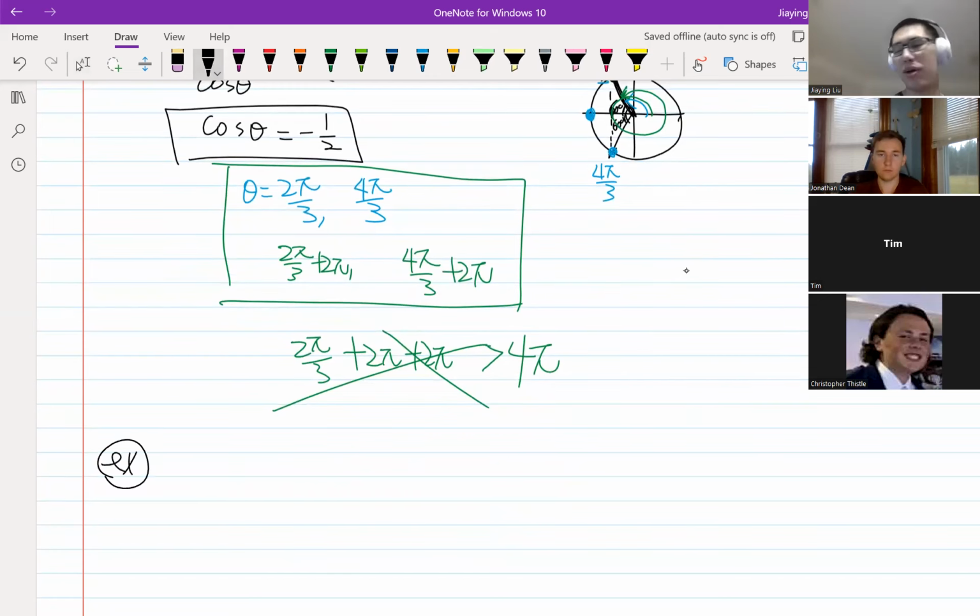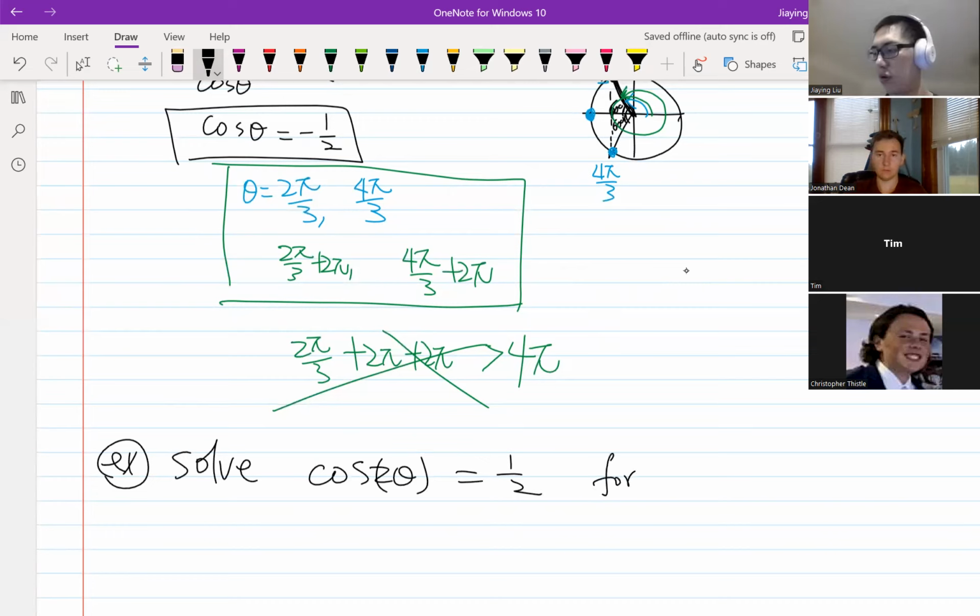So the next example I have is solving cosine 2 theta is equal to 1/2. We had a problem similar to this. We had cosine theta equals half in the past, for theta from 0 to 2 pi. So the difference is here we have cosine 2 theta.